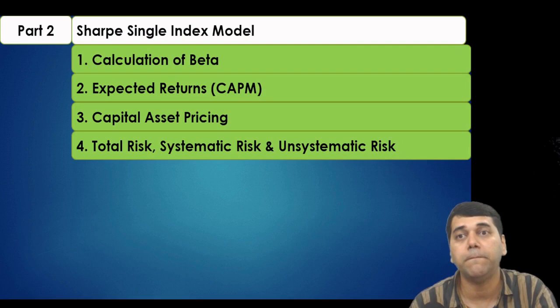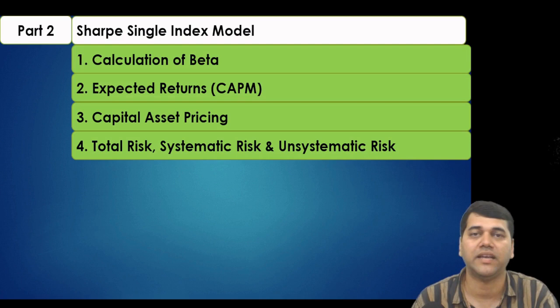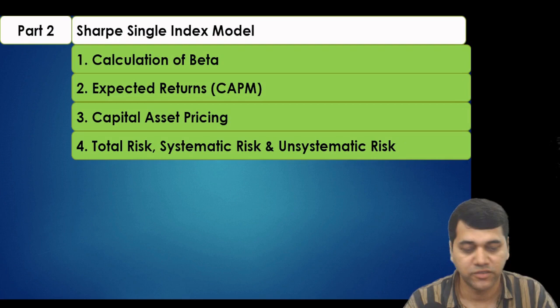Now we will come to the main part of the second portion. It covers total risk, systematic risk and unsystematic risk. So you have to understand this thoroughly.